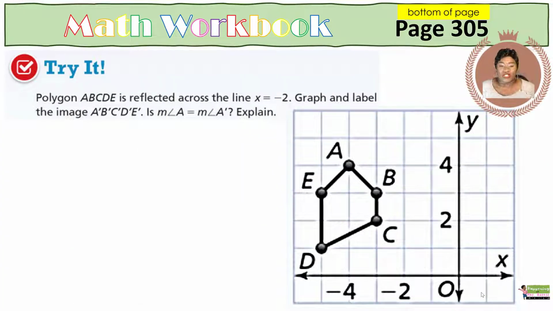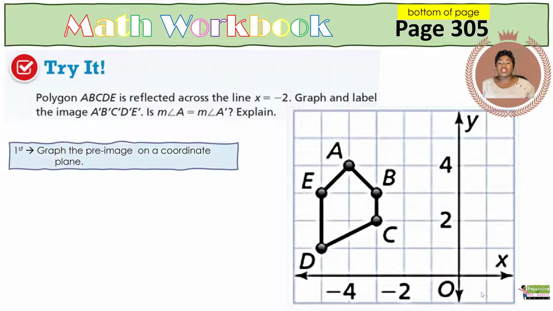Let's take a look at step 2. You're going to take out your math workbook. We'll look at the bottom of page 305. Now, this problem is a little different. It says polygon ABCDE is reflected across line x equals -2. Then we're going to graph and label the image A prime, B prime, C prime, D prime, E prime.